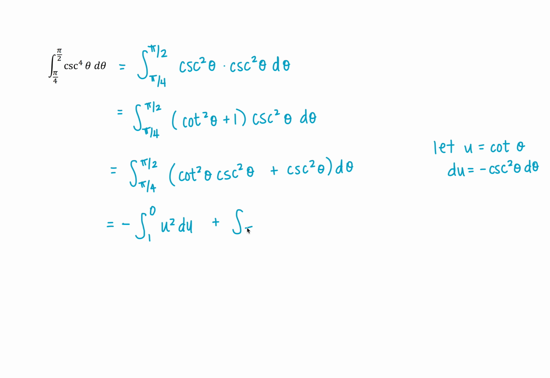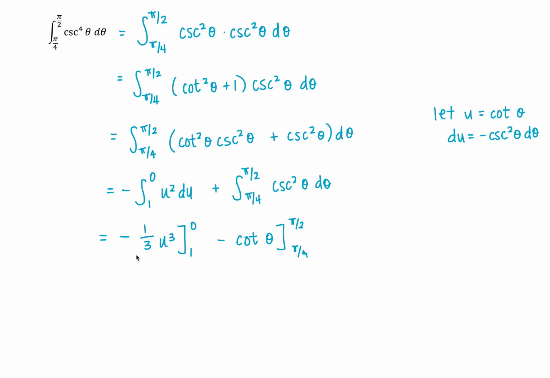Then I'll write our second one here. We're looking from pi over 4 to pi over 2 cosecant squared theta d theta. So for our first one, when we integrate, we get negative 1/3 u cubed, and we're evaluating that one from 1 to 0. For the second one, we integrate cosecant squared, we get negative cotangent theta. And that one, we are integrating from pi over 4 to pi over 2.